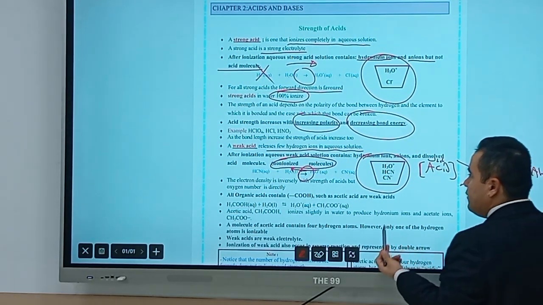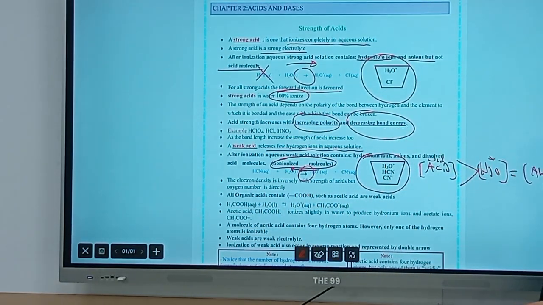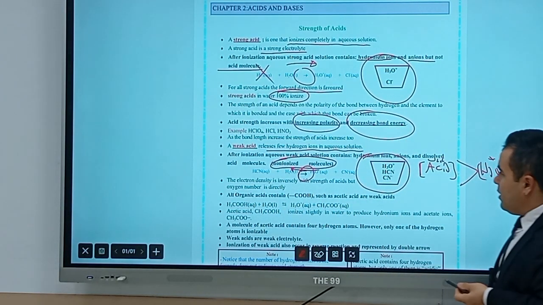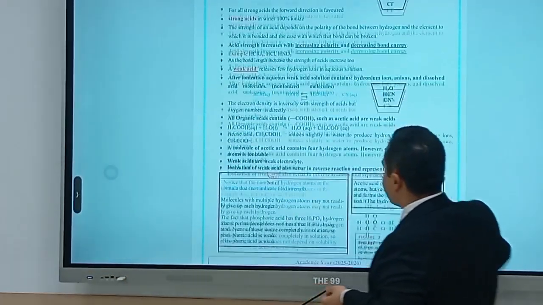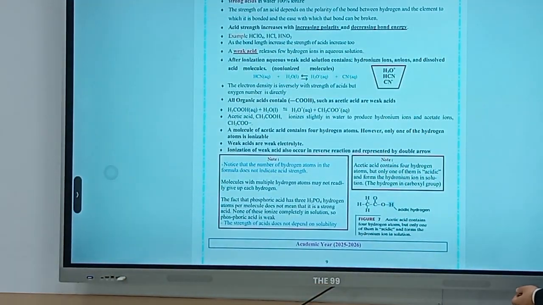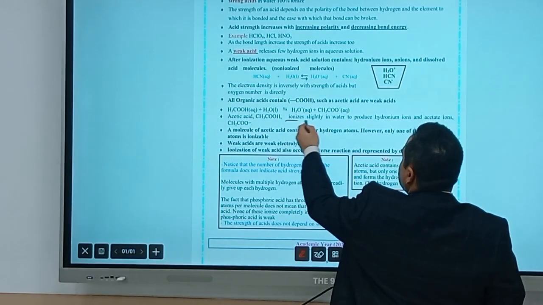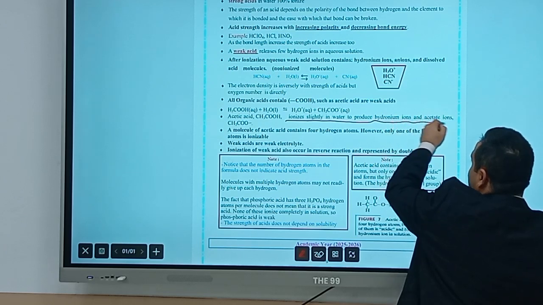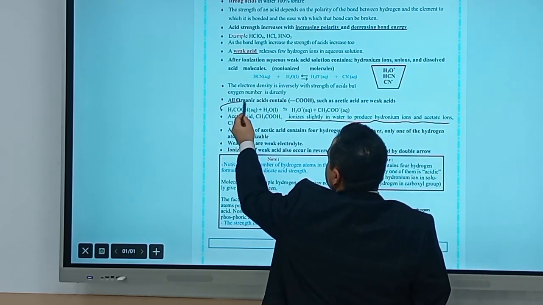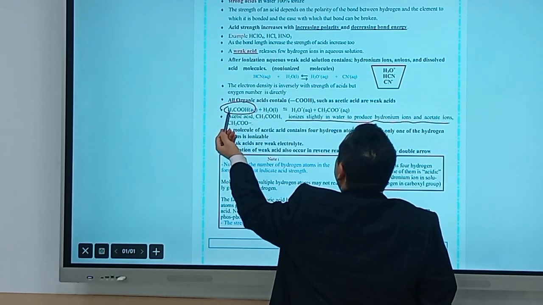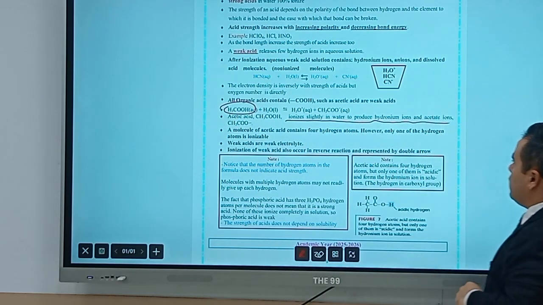The electron density varies inversely with the strength of the acid, but the oxygen number varies directly. We talked about that, guys, as one of the factors behind acid strength. Here we have acetic acid, ionized slightly in water to produce hydronium ions and acetate ions. So in the solution, acetic acid itself has the highest concentration, followed by the hydronium and acetate. They have equal concentrations.